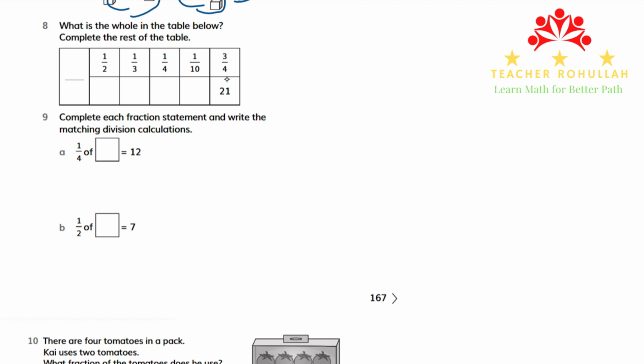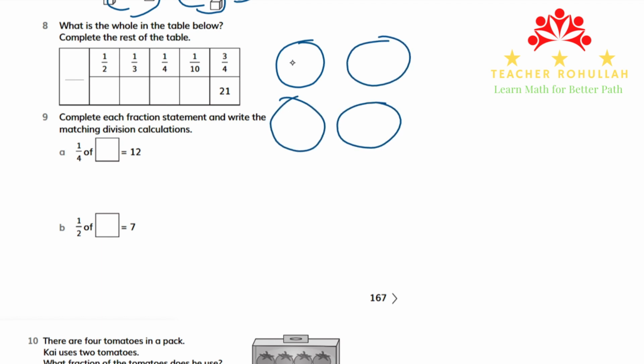Because it says 3/4 of the whole is 21. If we have four groups, 3 of them is 21. If 3 of them is 21, it means in each group we have an equal number. So if we divide 21 by 3, we get 7. It means in each group we have 7. Because in other groups we have 7, so this group is also having 7.